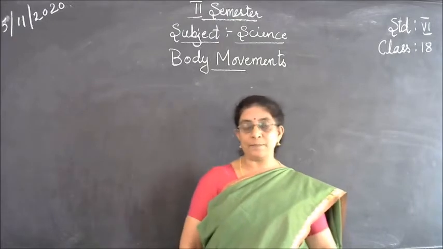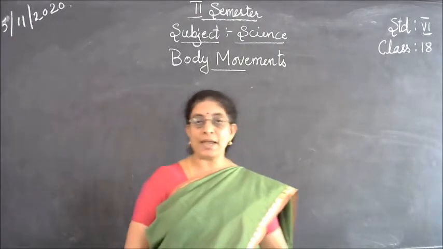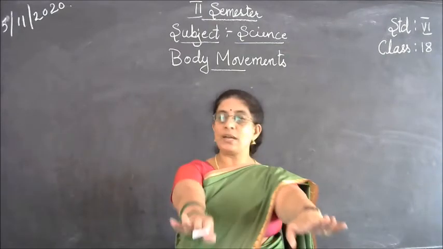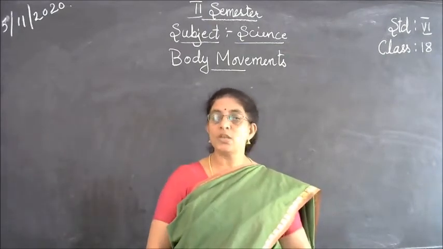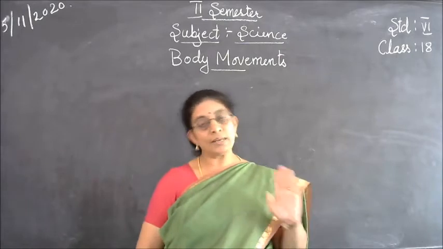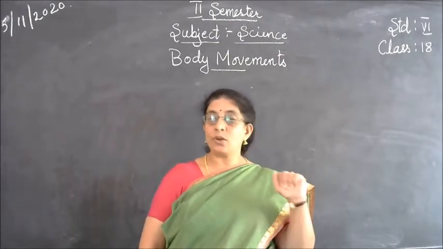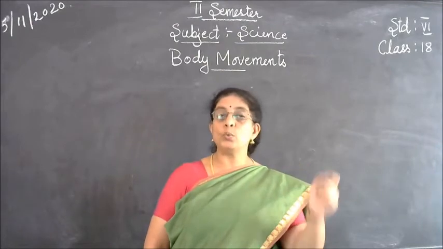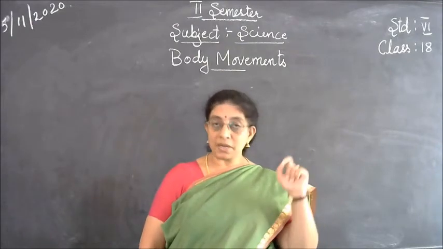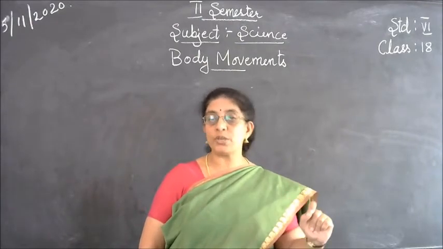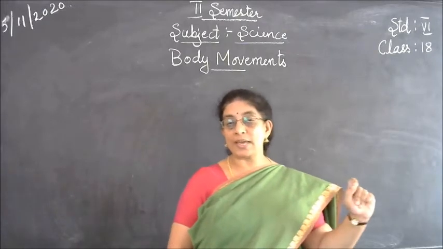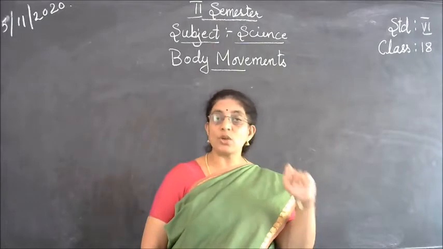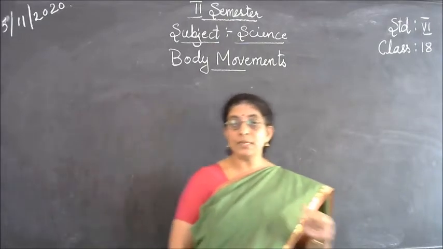For example, you want to lift your hand up, so you lift your hand up. You want to stretch your hands, you stretch them. You want to lie down, you lie down. These types of movements which you do with your knowledge, whenever and wherever you want, are called voluntary movements. So what is the meaning of involuntary movement?